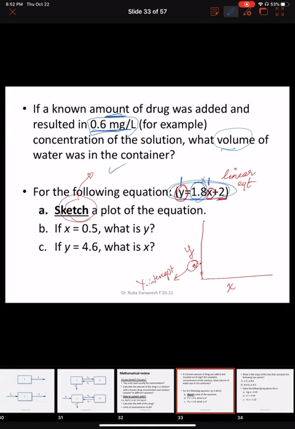And so I will start from here, which is plus 2 that I have. Okay? And then the sign of the term that is multiplied to x is positive. So it will be linear and ascending because it's positive 1.8. Let's do it again with another example.